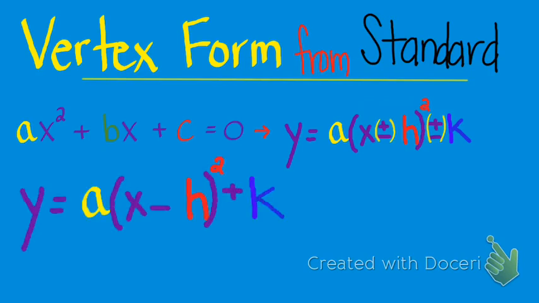So this is the form I want to get it into, where my k represents the y value and my h is the x value of the vertex. The vertex has a special name for its x and y values. H is x and k is y.